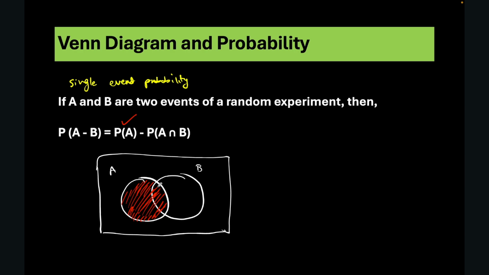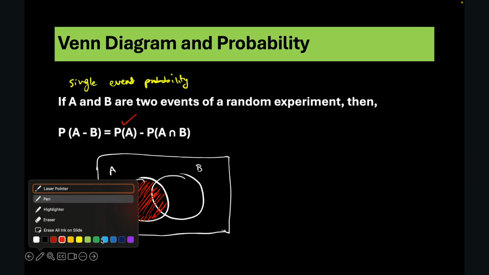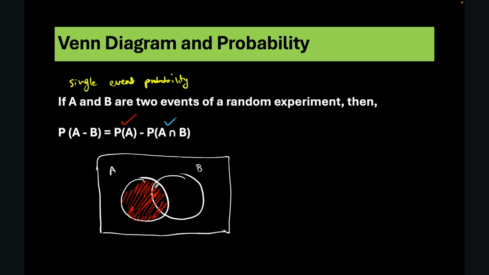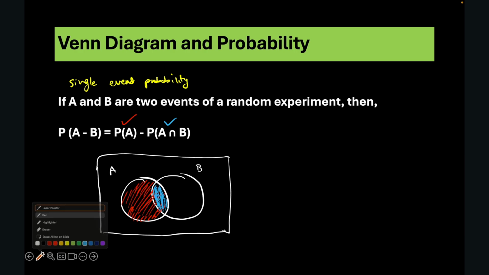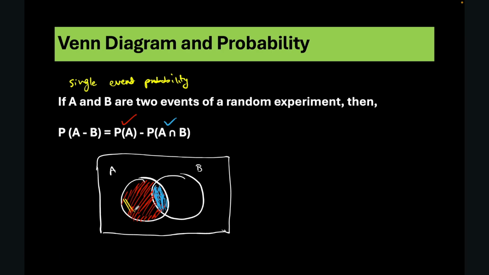I have to subtract this middle part, right? Once I subtract this part, then I'm left with what I originally had in yellow. That's how I am finding the probability of a single event in this case. Okay, I hope that makes sense.